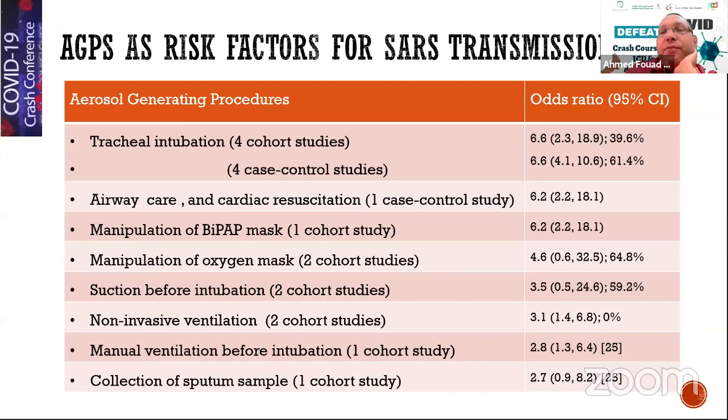And they put a list of which procedures have high risk for SARS transmission. During SARS, they found tracheal intubation, 6.5 odds ratio, airway care, cardiac resuscitation, still 6 times more chance to be infected, manipulation for BiPAP and non-invasive and mask ventilation, suction before intubation, non-invasive ventilation, manual ventilation before intubation, and collection of the sputum sample. These are the most aerosol-generating procedures based on this meta-analysis systematic review.